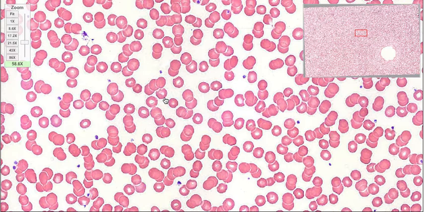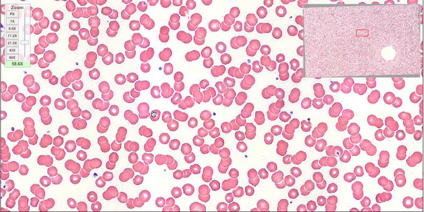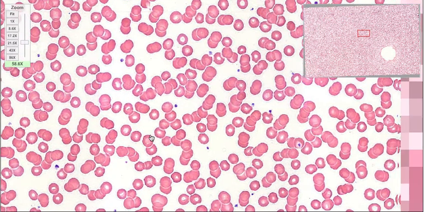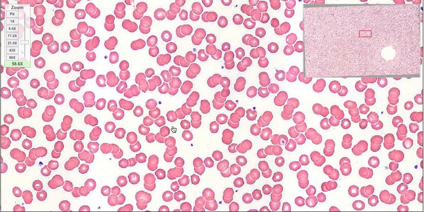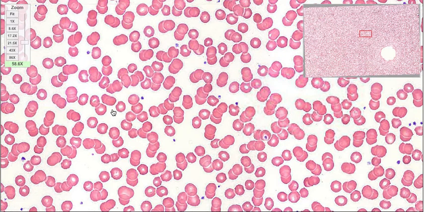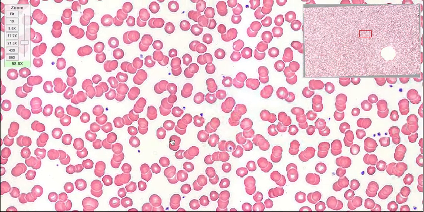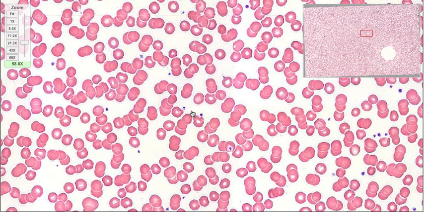So when you scrape your knee or cut yourself, these are the guys that aggregate together to form a blood clot to stop the bleeding. Essentially, all they are is fragments of cells derived from a very big cell called a megakaryocyte, found in the bone marrow, which buds off these little guys into the blood.